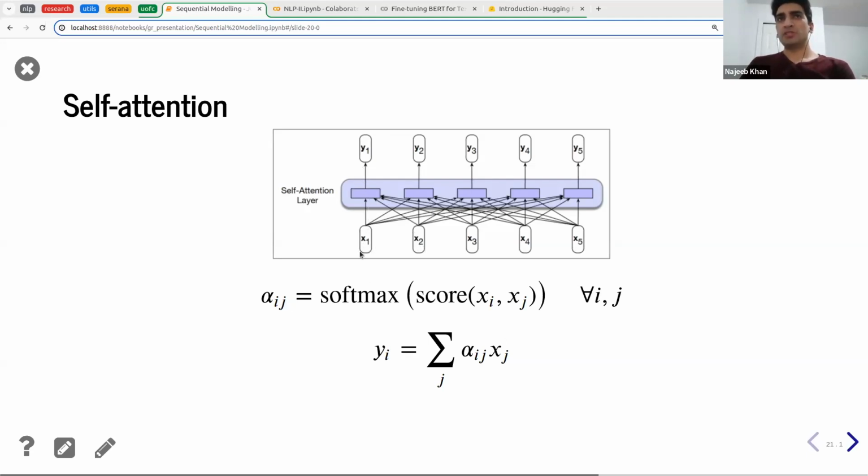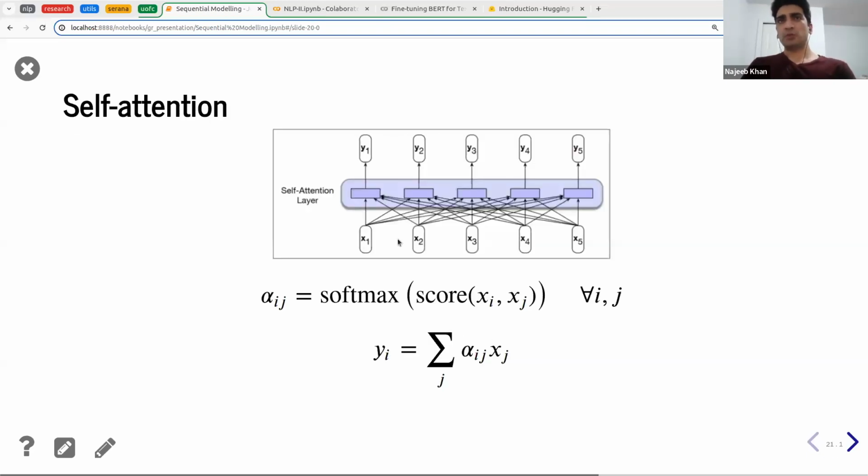Since we are computing the output for X1, we definitely need to attend to X1. But then for every other input, we need a score between X1 and every other X. Given that score, we pass it through a softmax to make sure that the scores are between 0 and 1, or to make sure that the scores sum to 1. Once we have scores summing to 1, we can take a weighted average of all the inputs to compute the output for the current input. So that's the basic self-attention mechanism that powers the transformer architecture.